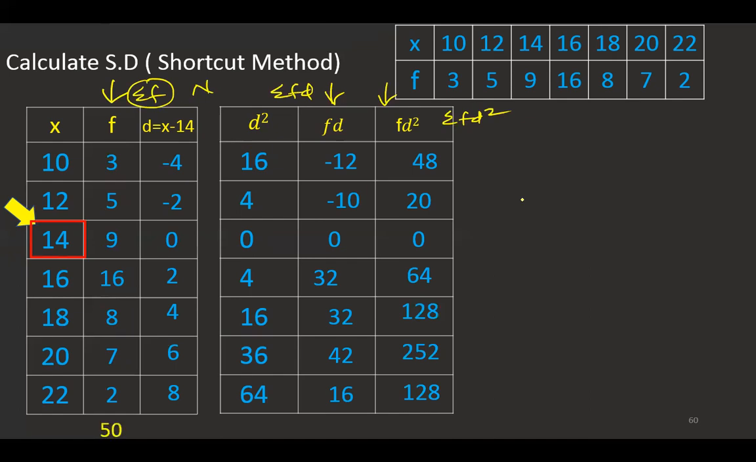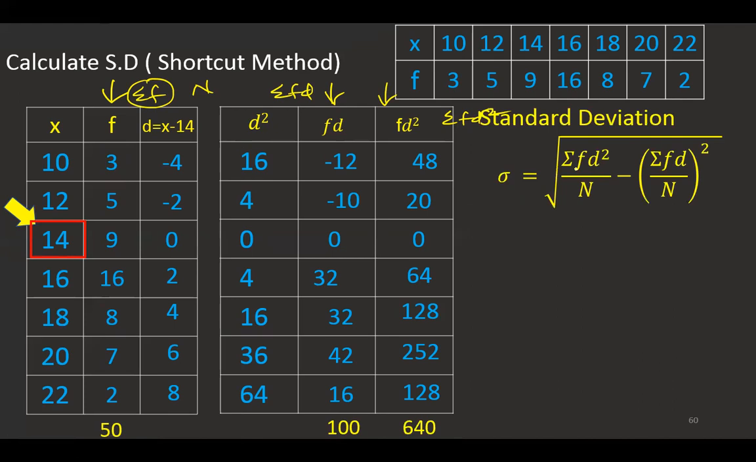So I'll show here now. I have totaled sigma F. I'll call this N here. This is sigma FD. This is sigma FD square. So I have totaled it. Now I want to write it down in the formula. This is the formula where this FD square is 640, so I'm going to write 640 here. I'm going to write N is nothing but 50.